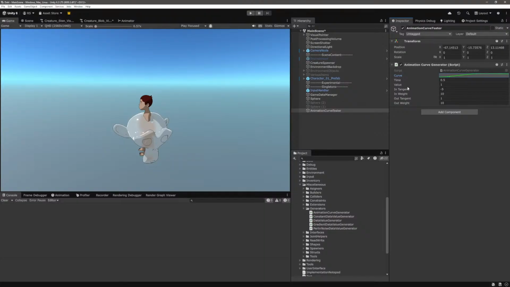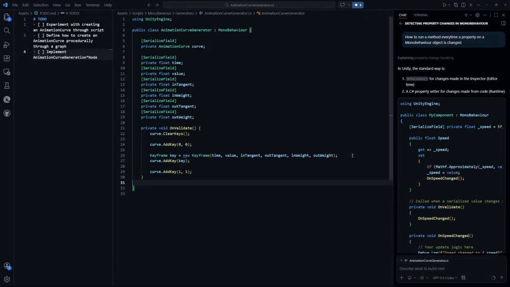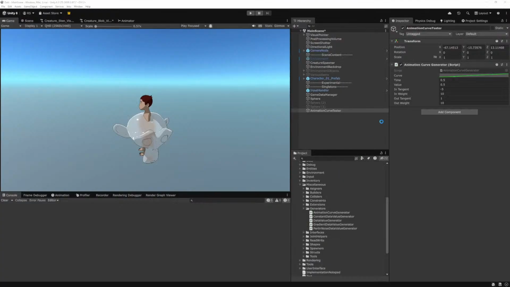My in tangent and in weight here make no difference whatsoever, unfortunately. So let's try and do this. Let's be explicit. So key dot in tangent, in weight. Do we get something then?